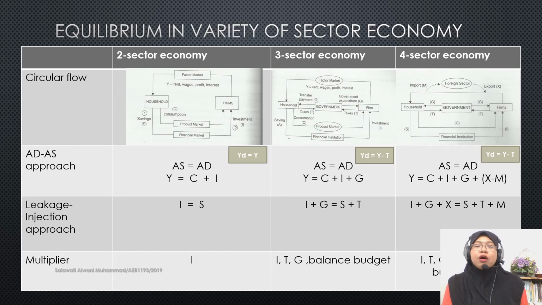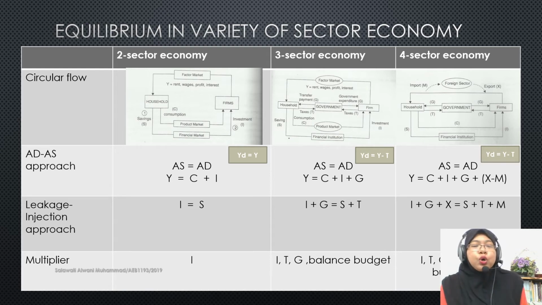For a four-sector economy, I plus G plus X must be equal to S plus T plus M, meaning investment plus government expenditure plus export must be equal to saving plus tax plus import.